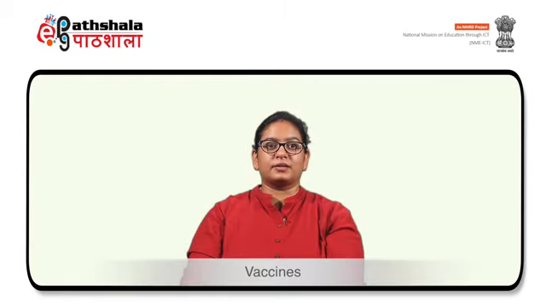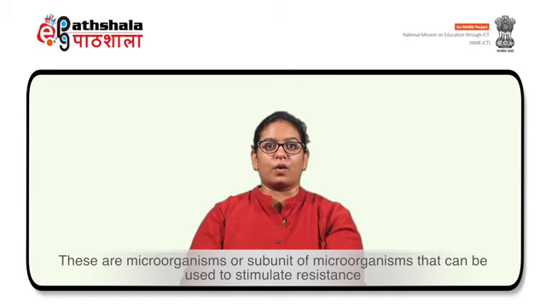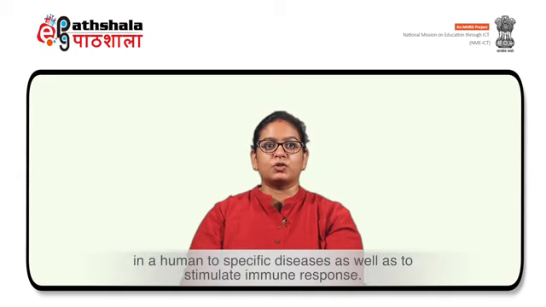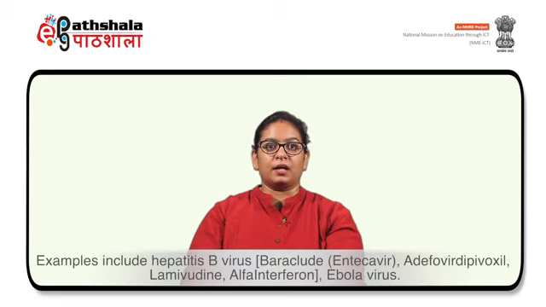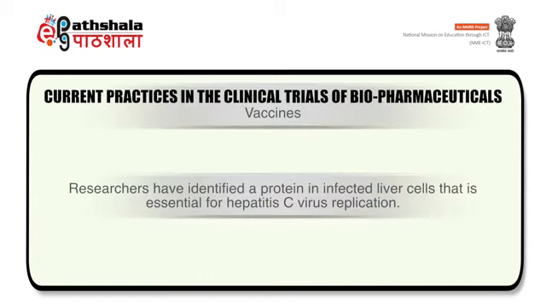The next product in this category is vaccines. These are microorganisms or subunits of microorganisms that can be used to stimulate resistance in a human to specific diseases as well as to stimulate immune responses. For example, hepatitis B virus, Ebola virus, etc. Researchers have identified a protein in infected liver cells that is essential for hepatitis C virus replication.